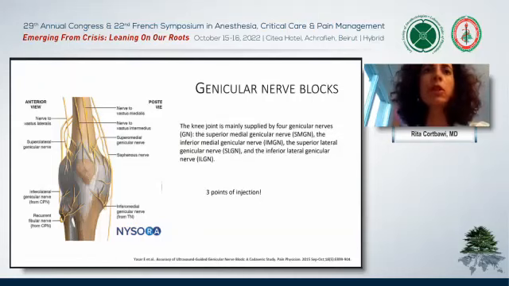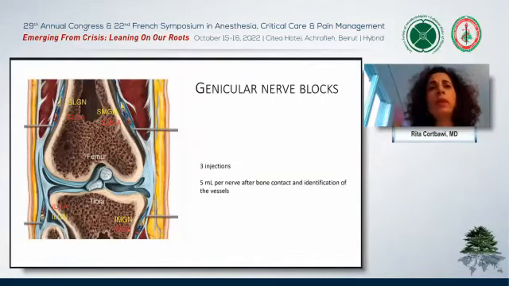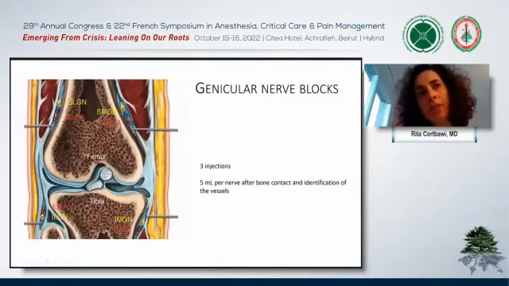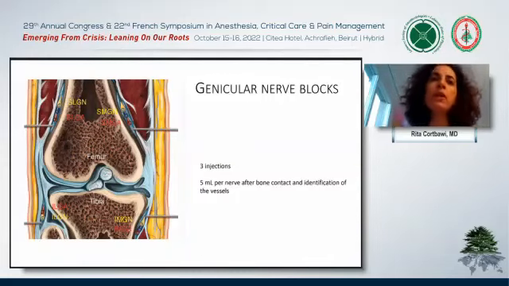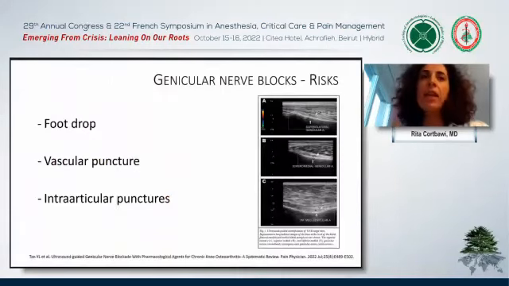So how do we do this block? Actually, what we do is that we put the ultrasound probe parallel to the tibia or to the femoral shaft, and then we look for the vessels. So sometimes the nerve cannot be seen, but each of these genicular nerves travels along a vein and an artery. So what we usually do is that we go in plane or out of plane, perpendicular to the ultrasound probe, until bony contact, and then we inject 5 milliliters per nerve close to the vessels. The risks of this block are, of course, the foot drop, as I explained earlier, a vascular puncture or an intra-articular puncture.